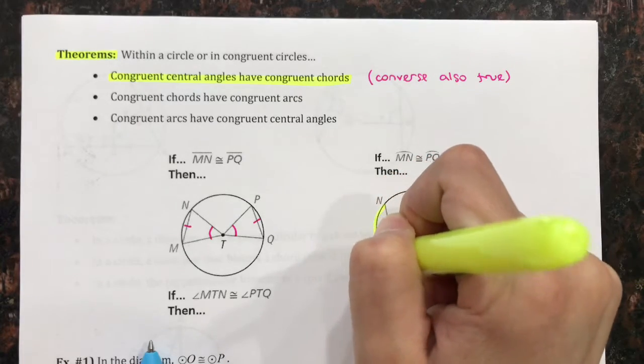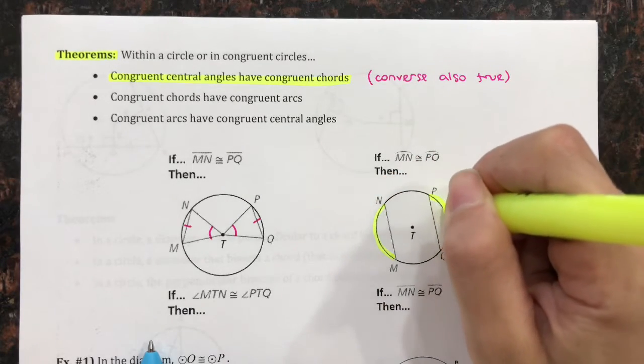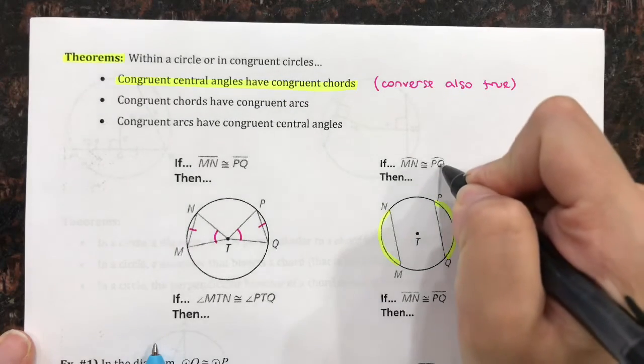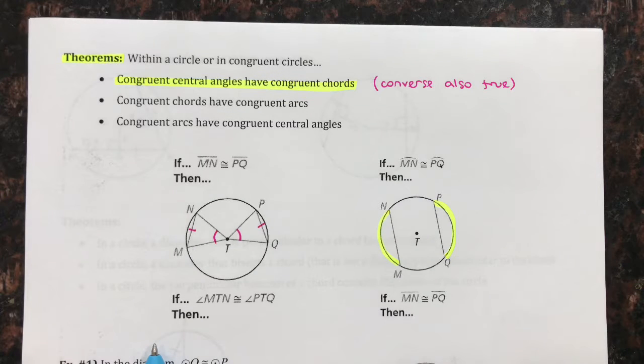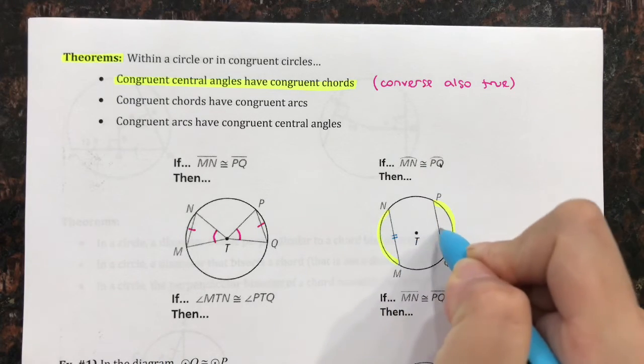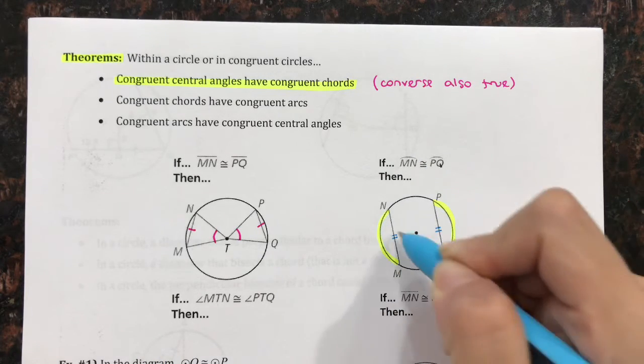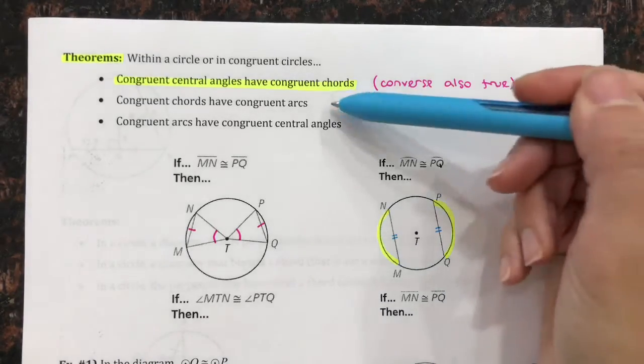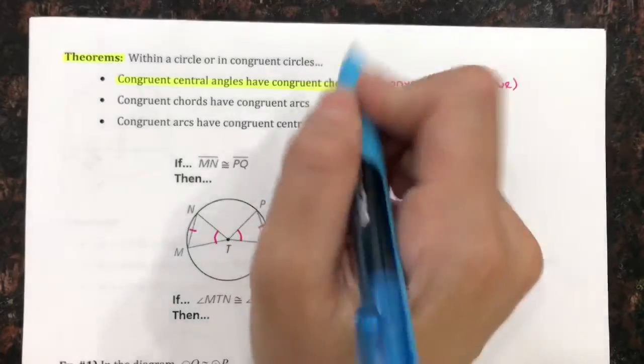So MN is congruent to PQ. Okay, it's kind of hard to tell. That should be a Q. Didn't print very well. So if you have two congruent arcs, then the chords created by the endpoints are also going to be congruent.